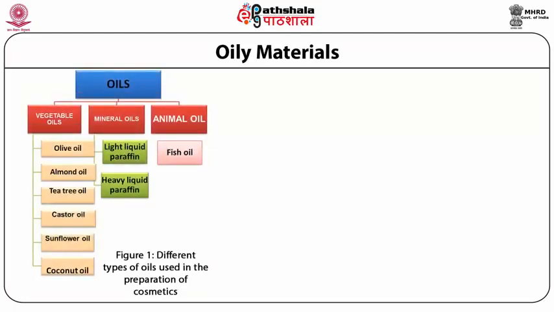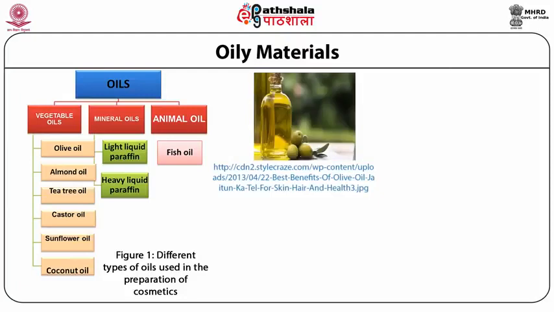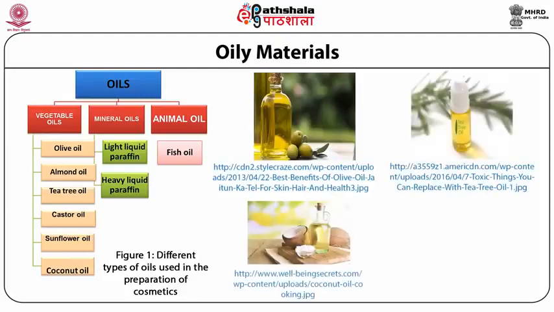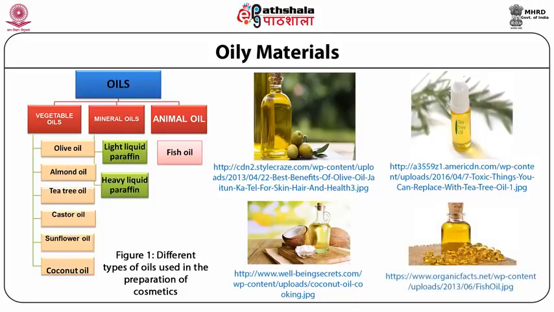Figure 1 illustrates that oils can be classified as vegetable oils, examples being olive oil, almond oil, tea tree oil, castor oil, sunflower oil, and coconut oil. Mineral oils, which can be light mineral or heavy liquid paraffin. The third category is animal oils, which includes fish oil.